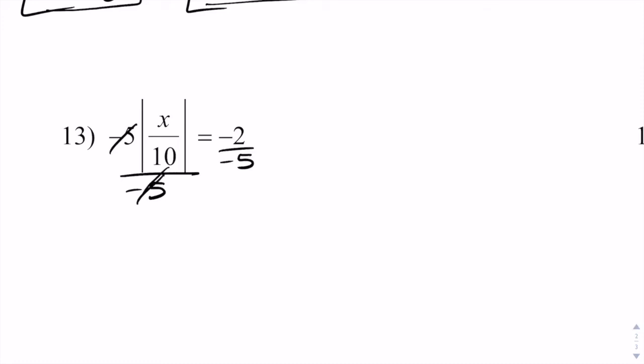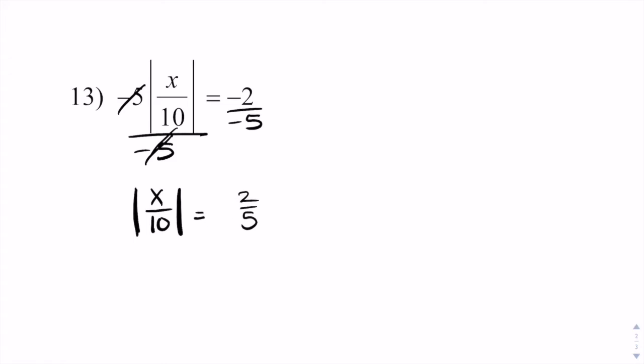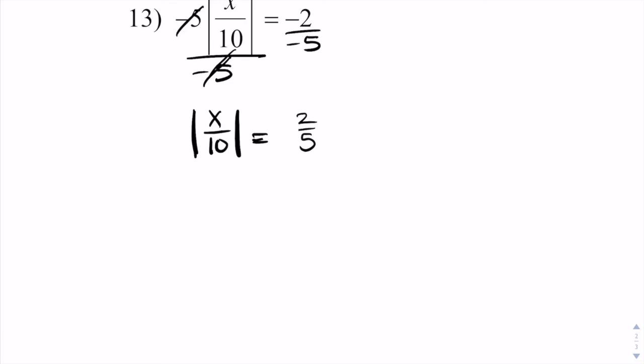Those two operations cancel each other out, and I have that the absolute value of x divided by 10 is going to equal negative 2 divided by 5. I'm sorry, positive, not negative, positive 2 divided by 5. So again, what's inside here, that x divided by 10, is either going to equal positive 2 over 5, or x divided by 10 is going to equal negative 2 over 5.